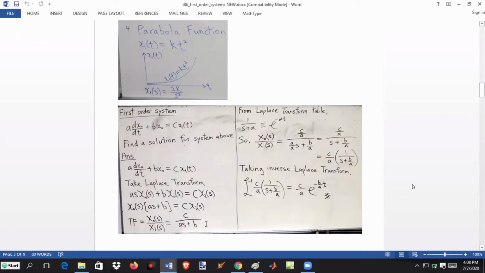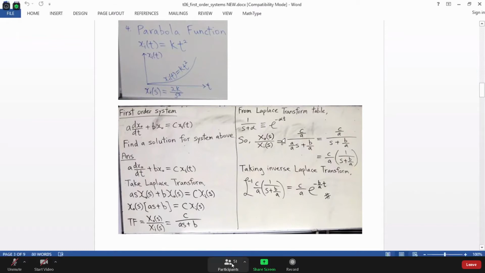From the Laplace table, you will have something like this: 1 over s plus alpha. The solution is e to the power of minus alpha t. Time domain is e to the power of minus alpha t. That's the solution. So if you play around with this formula on the left hand side, C divided by As plus B, you do like that, then you will end up with something very similar to the Laplace table, isn't it?